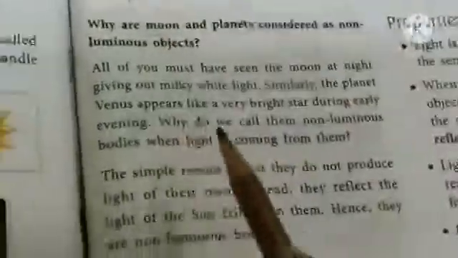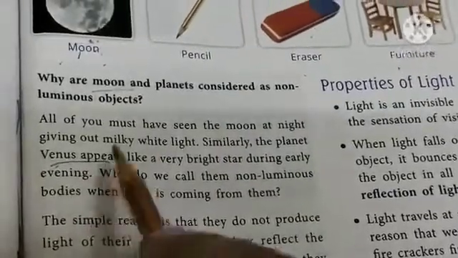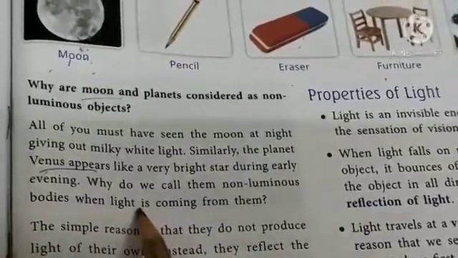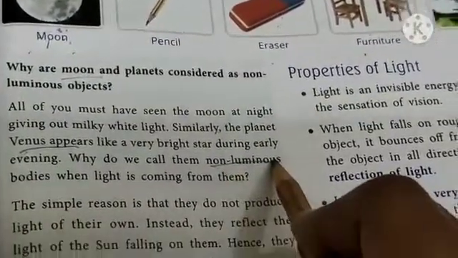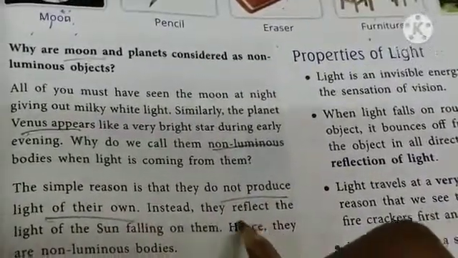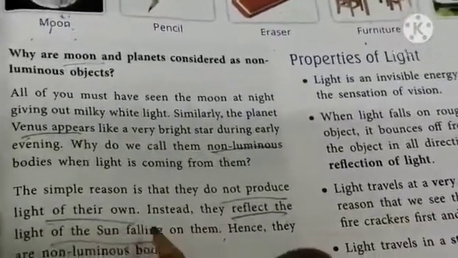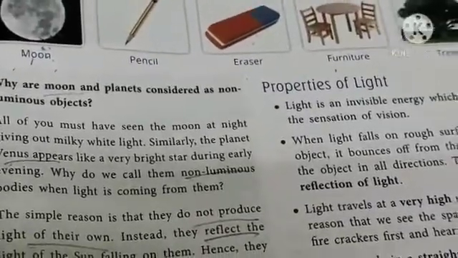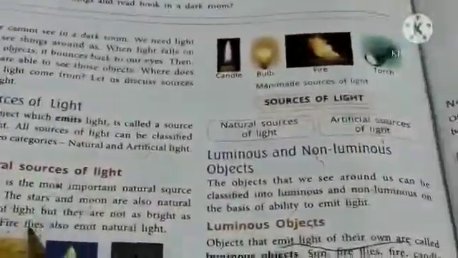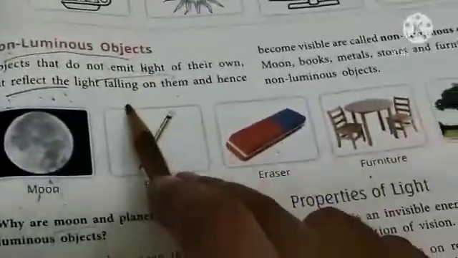Hope you have understood. See here, it is given about the planet Venus also. Moon and Venus, both of them are shining, but they are non-luminous. Why? Because they do not produce light of their own. They reflect the light of the sun falling on them, and so they are called non-luminous objects. So children, this was about natural sources, artificial sources, luminous objects and non-luminous objects.